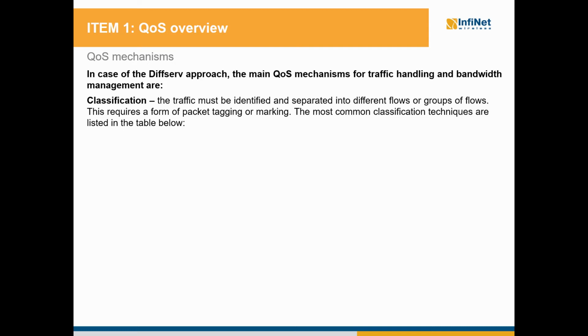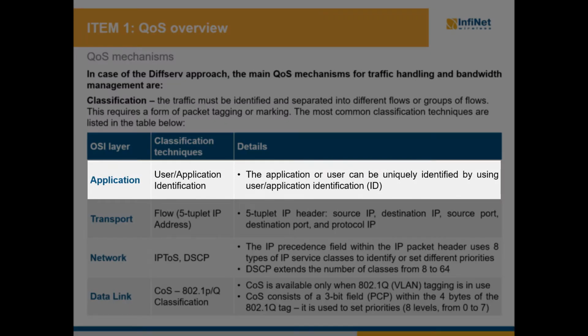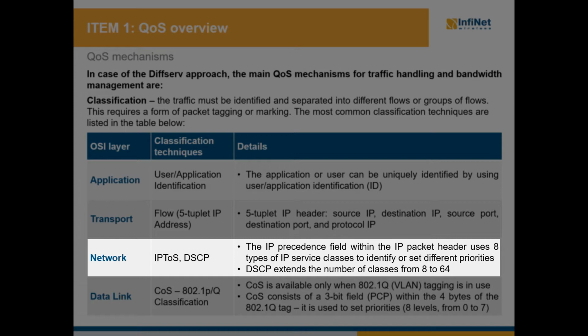The most common classification techniques are listed in the following table. So, at the application layer, traffic can be classified using user and application ID. At the transport layer, the classification can be done using a quintuple IP header that contains source and destination IPs, source and destination ports, and protocol. At the network layer, we have IPTOS, or type of service, which uses the IP precedence field within the IP packet header to create 8 types of IP service classes in order to identify or set different priorities.